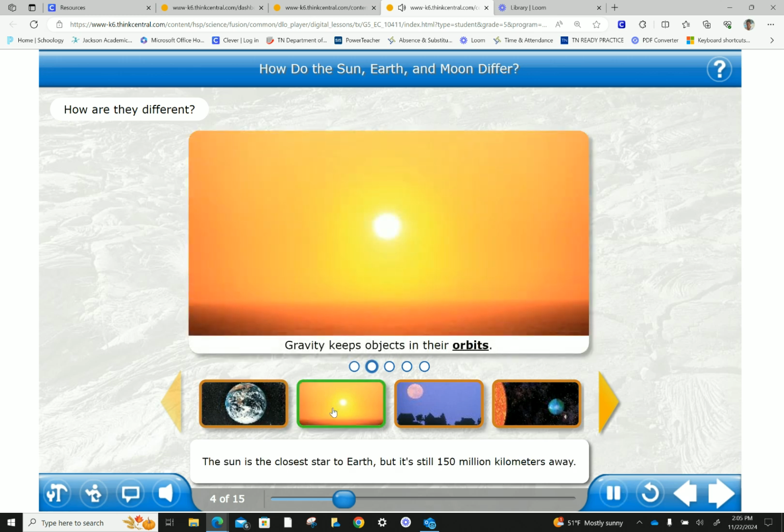The sun is the closest star to Earth, but it's still 150 million kilometers away. How can we see the sun when it's so far away? Because it's so big. Like other stars, the sun is made up of gases. The sun is surrounded by a large magnetic field that moves like a spiral.